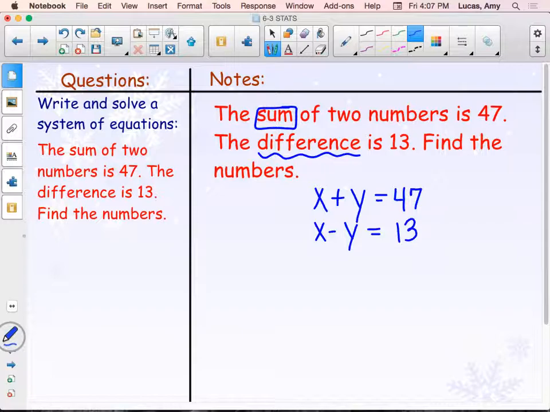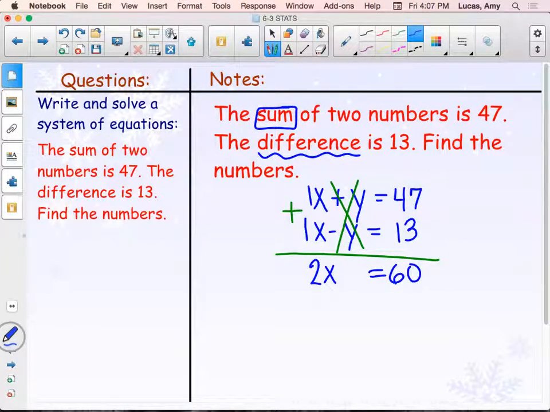So the sum of two numbers means that you're adding the two numbers together. The difference means you're subtracting the two numbers. So their sum is 47, their difference is 13. My variables that are opposites are the y's, so they eliminate each other out. I need to remember that x plus x means 1x plus 1x. So 2x equals 94. 94 divided by 2 is 47. So x equals 47.